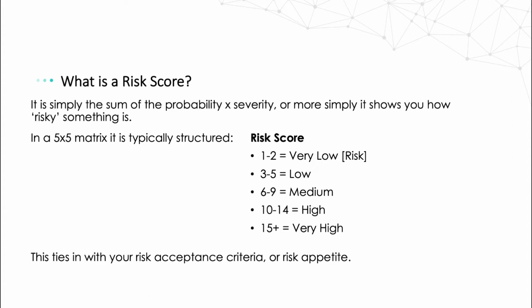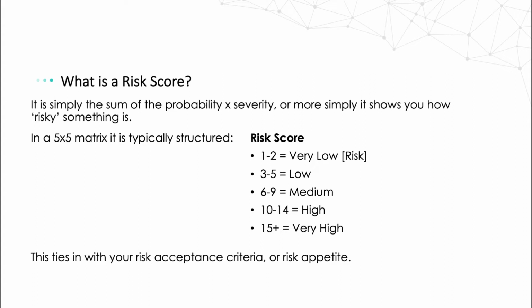So in our 5x5 matrix structure, you'll typically see risk score of 1 to 2 being very low risk, 3 to 5 low, 6 to 9 medium, 10 to 14 high, 15 plus very high. Just like the probability and severity, the language and the values associated with this should all be configurable because this is somewhat personal to that risk assessment. But this is how we calculate this. Probability and severity gives us that number. That number falls into a risk score.